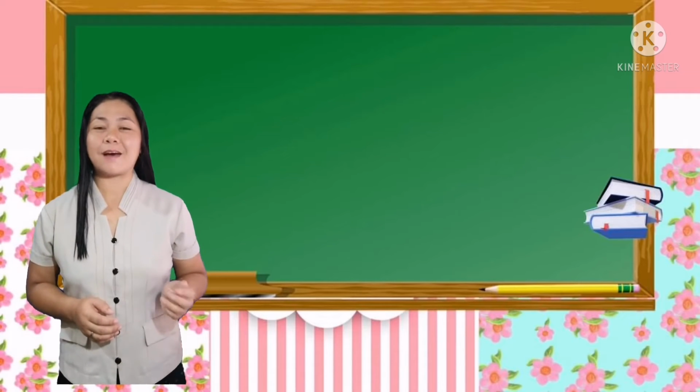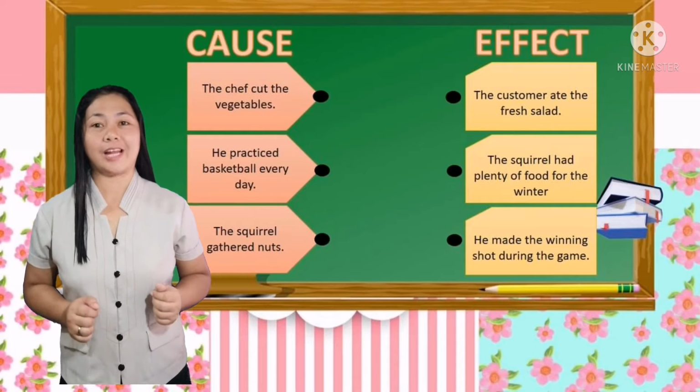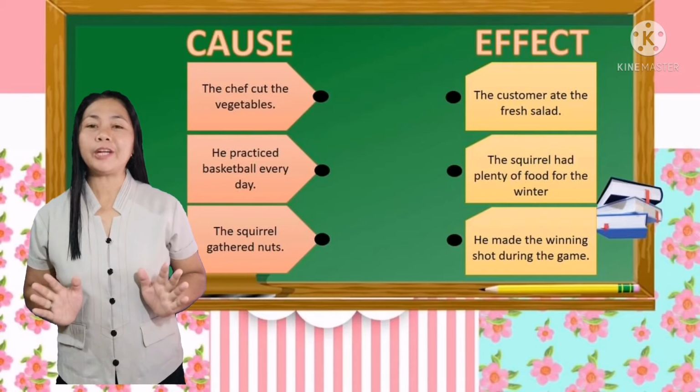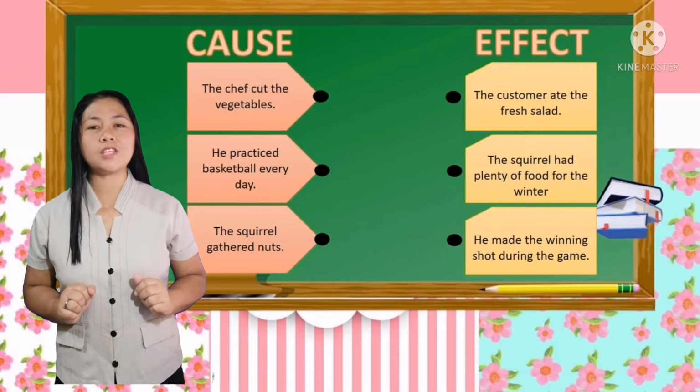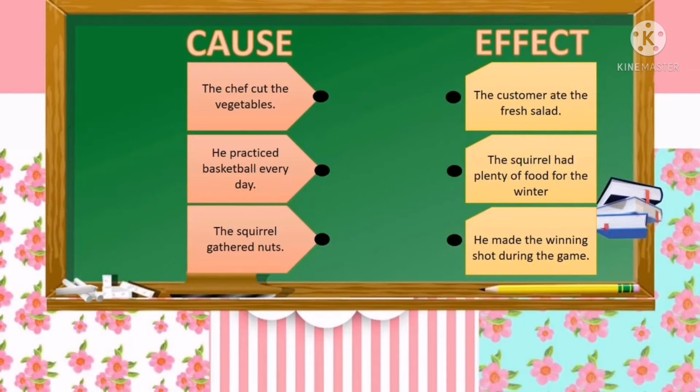Yesterday, we discussed the cause and effect relationship. So in order for us to recall our topic yesterday, I want you to do this activity. You have to draw a line to connect the two statements to make a sentence, stating the cause and its effect.